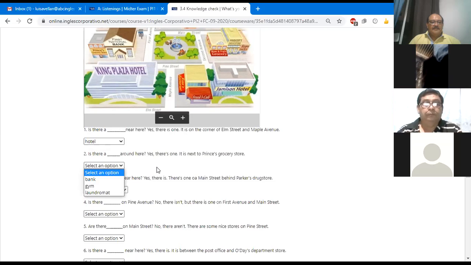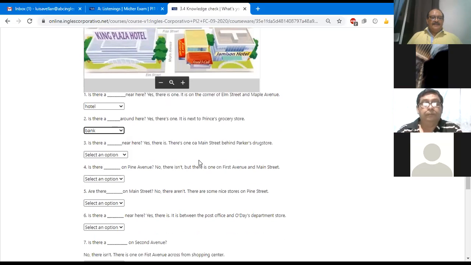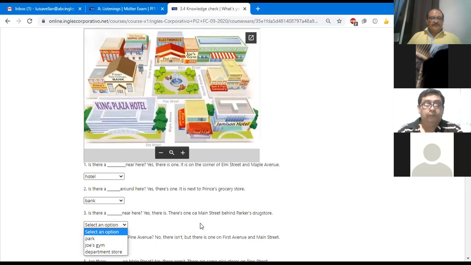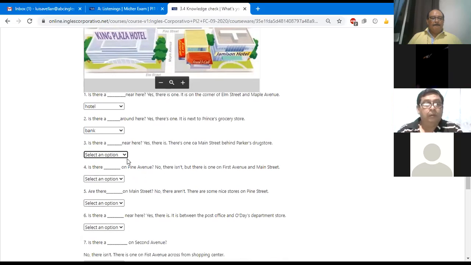Number one. Yes, there is one. It's next to Prince's Grocery Store. Hotel. Number two. There's a bank, teacher. Okay. About number three. There is one on Main Street behind Parker's Drugstore. Department store.